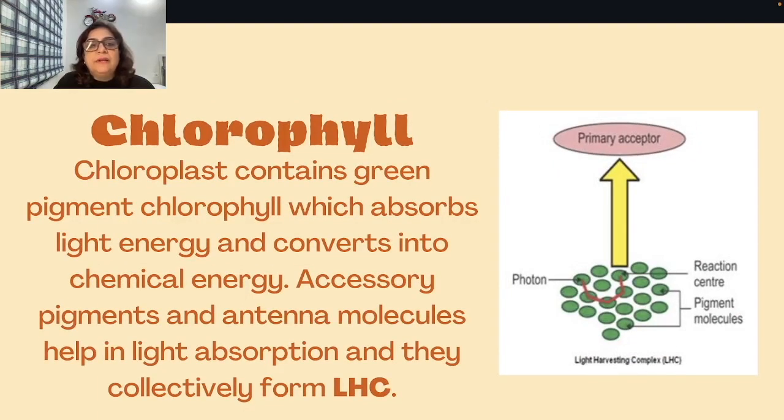Now, chloroplasts contain green pigment called chlorophyll, which absorbs the light energy and converts it into chemical energy. The accessory pigments and antenna molecules help in light absorption, and they collectively form the light harvesting complex. These light harvesting complexes capture the sunlight energy. When the light energy is captured, electrons are emitted, and then these electrons are accepted by the primary acceptor. You can see in the diagram there is a reaction center, pigment molecules, and a primary acceptor.